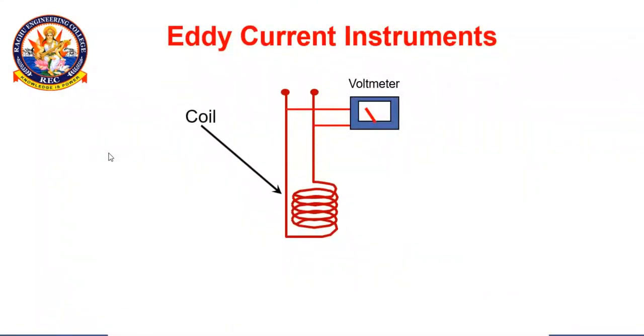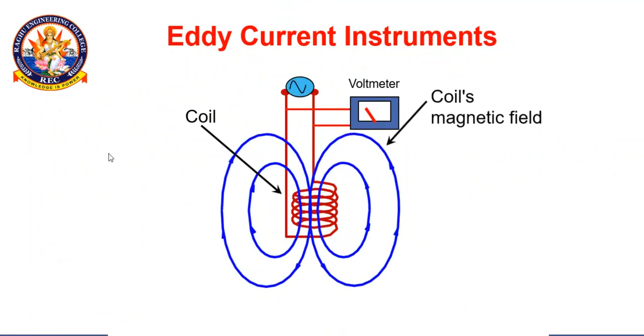Okay, the eddy current instrument is like this. There is a voltmeter, a coil, and a current. The magnetic field is induced in between, in the perpendicular direction to the magnetic coil.